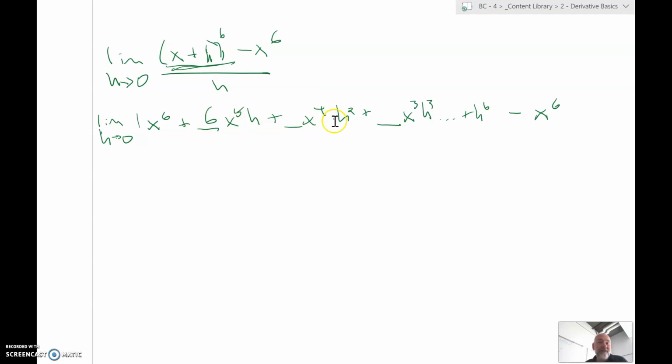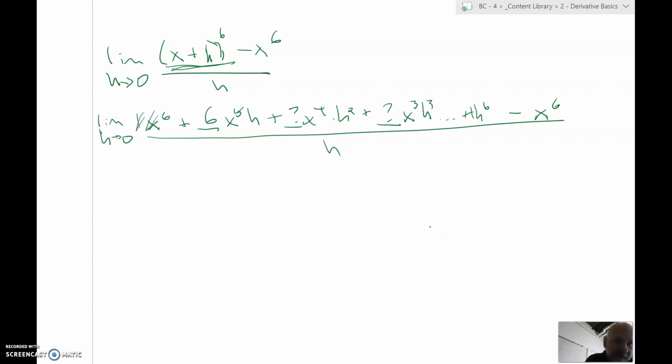And then this one is bigger, though. I don't remember the numbers off the top of my head, but there's even more x to the 4th h squareds, but I don't know what that number is. I'm just going to put question marks there because it doesn't matter for us. And then the last one would be 1 h to the 6th, all over h. The x to the 6th cancel out. Now everything has an h in it.